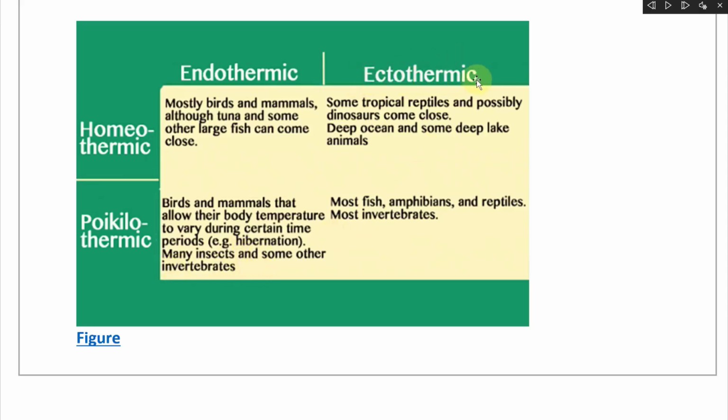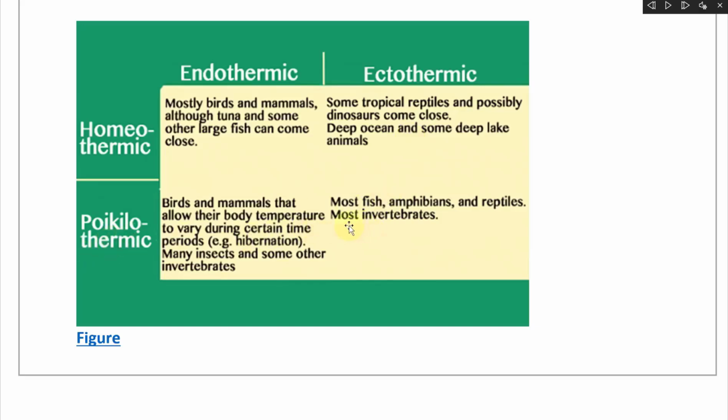Then you have ectothermic, so it doesn't produce much internal body heat. But you can still have a homeothermic, so maintains the same constant temperature. Some tropical reptiles and possibly dinosaurs come close, and deep ocean and some deep lake animals. Yeah, where the temperatures are always the same.